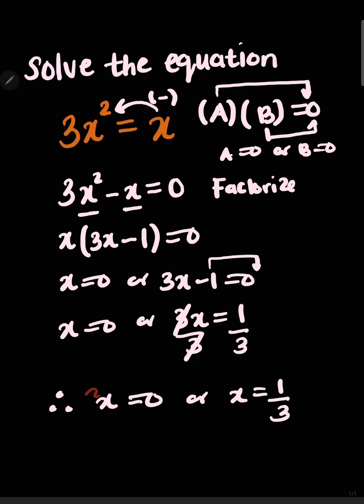And there you have it. These are your two answers. x is 0 or x is 1 over 3.